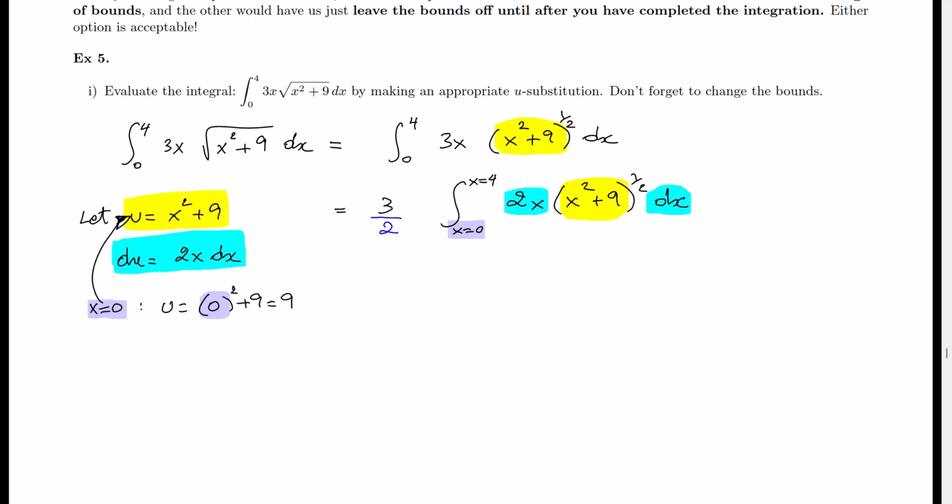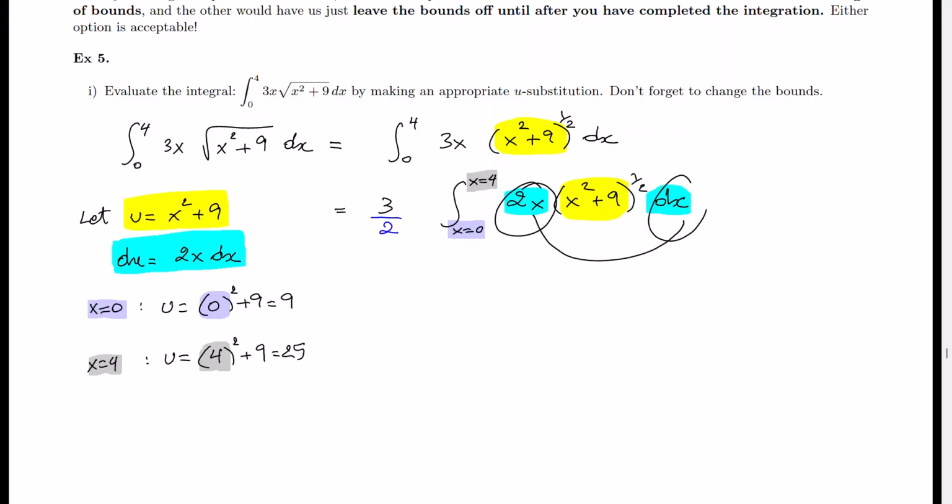What about the other one? The other one is supposed to be x is 4. So again, I'm just going to write, when x is 4, what is that equivalent to in the world of u? And how do I get to the answer? I use the same expression up here. I know that u is x squared plus 9, so if x takes on the value 4, what would be the total of 4 squared plus 9? 4 squared is 16, add 9 to it, we get 25. So now we can remove the upper bound and replace it with u equal to 25.